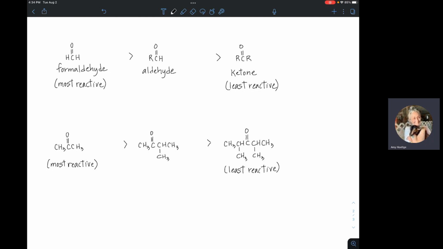So remember, the carbon is sp2 hybridized. So this is trigonal planar in all cases. However, if you're comparing across the board those ketones, then the acetone carbonyl is going to be far more accessible than the diisopropyl ketone.